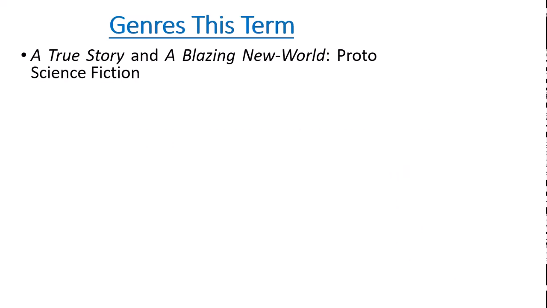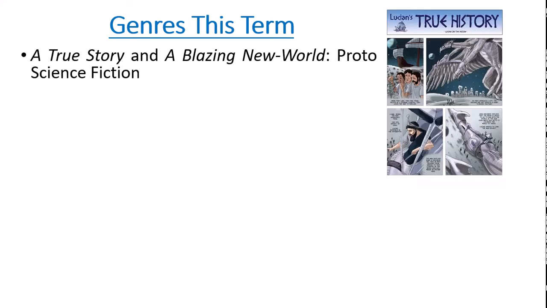So genre is this term: A True Story, sometimes called A True History, by Lucian of Samosata, and A Blazing New World, sometimes called A New Blazing World, by Margaret Cavendish. These are works of proto-science fiction. Here's a little bit of a graphic novel depiction of Lucian's True History.